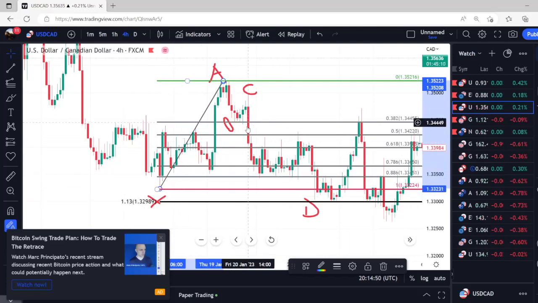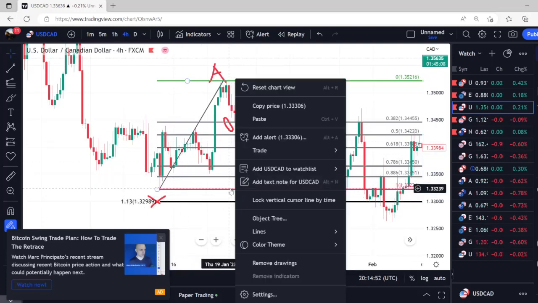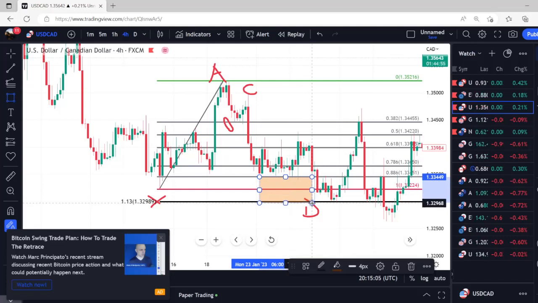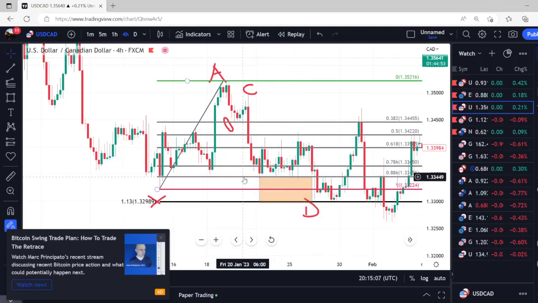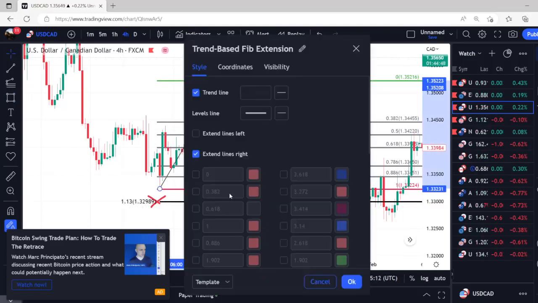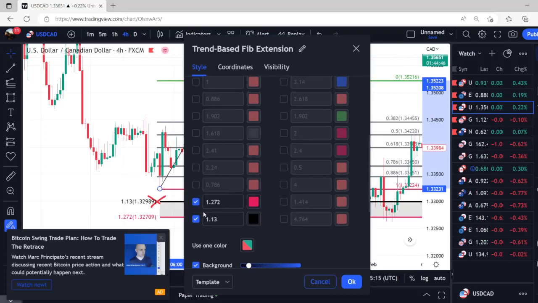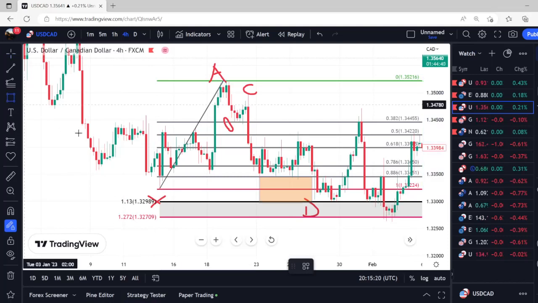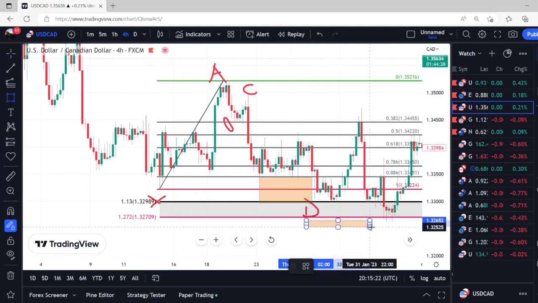So that is the first measurement. Remember I said between 0.886, which is right here, to 1.13. So this is the area that we are looking to take our long position. And then our stop loss goes beyond 1.27. So our stop loss goes below here. Anywhere below here, that's where our stop loss goes.